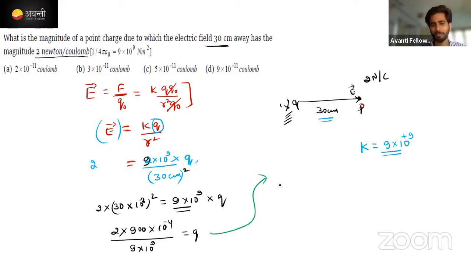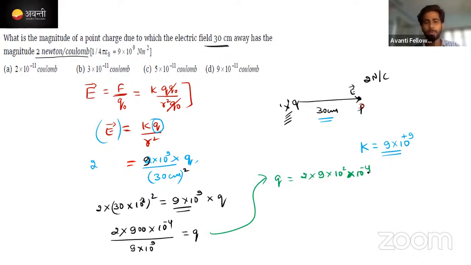नेक्स्ट क्या करता हूं मैंने, देखो इधर q is equal to इधर 900 है. ओके, 2 into I will write this 900 as a 9 into 100. Right Srujan. 9 into 100 means 10 to the power of 2. I split this one, I write like that. Okay, and then into remaining क्या है, कुछ नहीं, 10 to the power of minus 4.